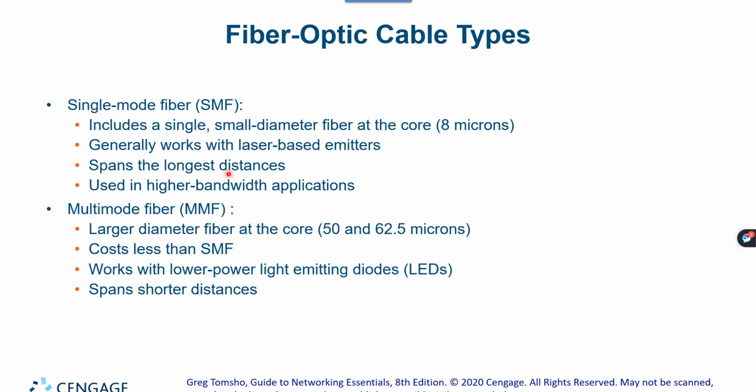The multi-mode fiber has a large diameter fiber at the core, and it's going to bounce more. So the light is going to bounce more in the cable. It's going to be cheaper than the single mode fiber, and it's going to work with the lower power, less expensive LED lights. So we're not using a laser at the end, we're going to use an LED. We can't go as far with the multi-mode fiber because, like I said, there's more bounce in there, and we use the lower power LEDs.